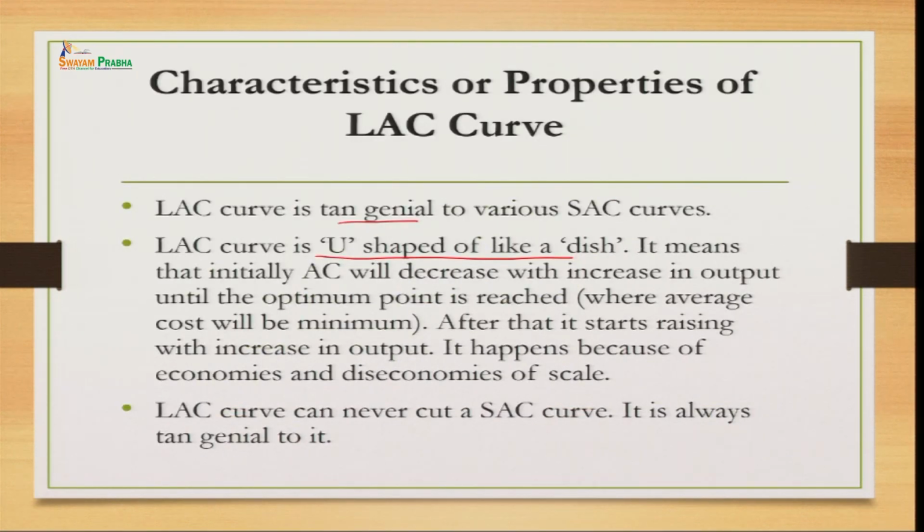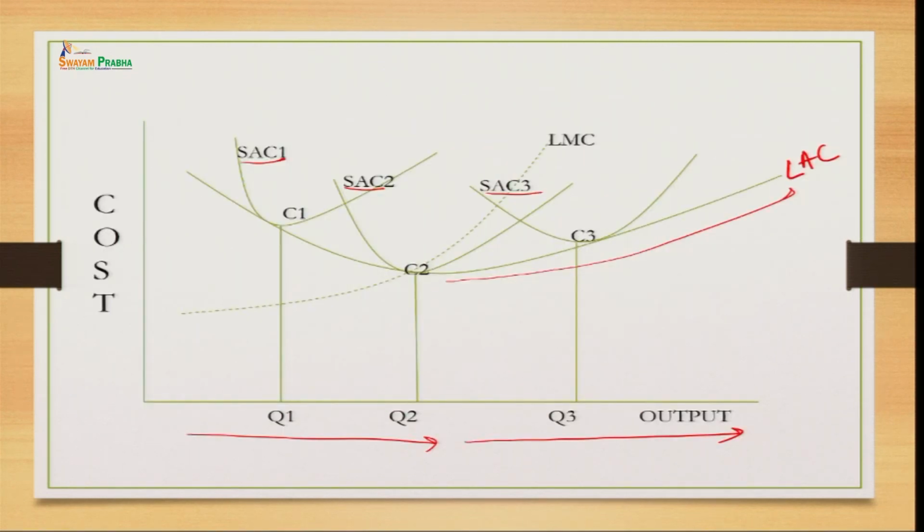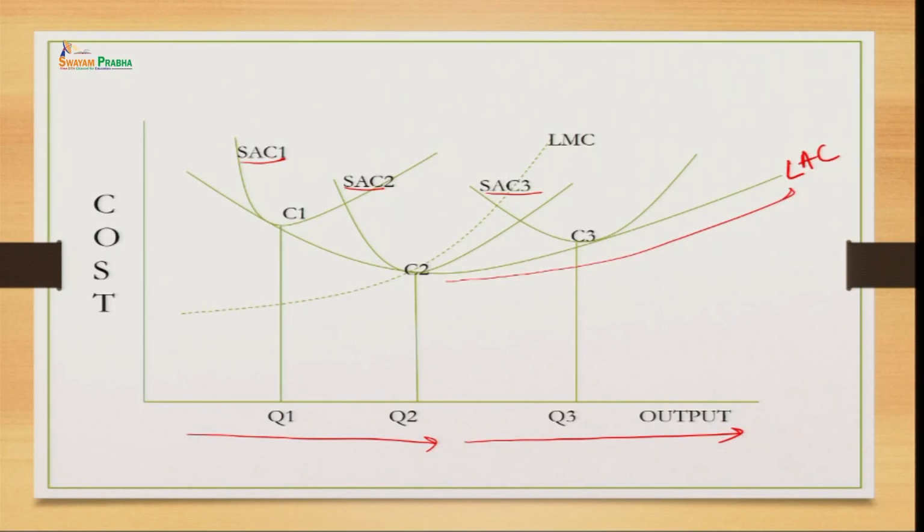Then, we have already understood that the LAC curve is always tangential to various SAC curves. It will never cut your SAC curve, it will always touch it, and it touches it at different points. The LAC curve will touch the various SAC curves at the middle, where you have the optimum point of this LAC curve. C2 is the optimum point of the LAC curve.